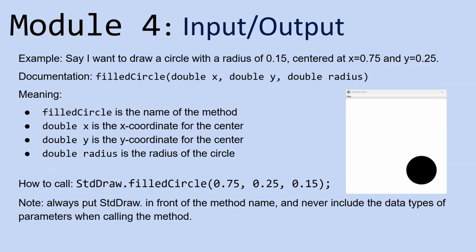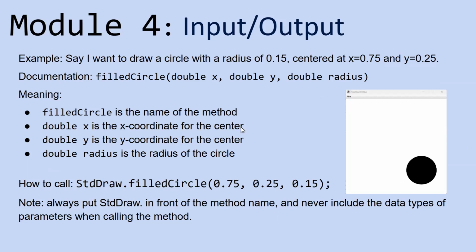So we know that we need to provide a double that is the y coordinate we want. And of course, last but not least, double radius. We know radius is the radius of the circle that we're going to draw. So again, we provide another double that represents the radius we want to draw. So, how do we actually call it based on this documentation? Well, you always have to put StdDraw first, so it's going to be StdDraw dot, then the name of the method, filledCircle, and then we put in the three doubles. So 0.75 is my x, 0.25 is my y, and 0.15 is my radius. That's the order I put it in, and here's the fun little output I get.